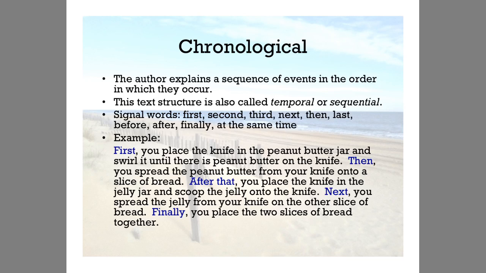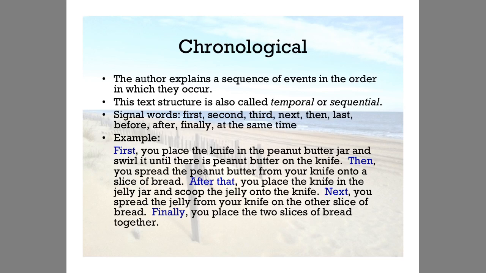And as you can imagine, we often see this text structure if we're reading about an event in history. Oftentimes authors will explain a sequence of events, or sometimes when we're reading about science and we're learning about a process like how a caterpillar turns into a butterfly, we'll often see the chronological text structure.